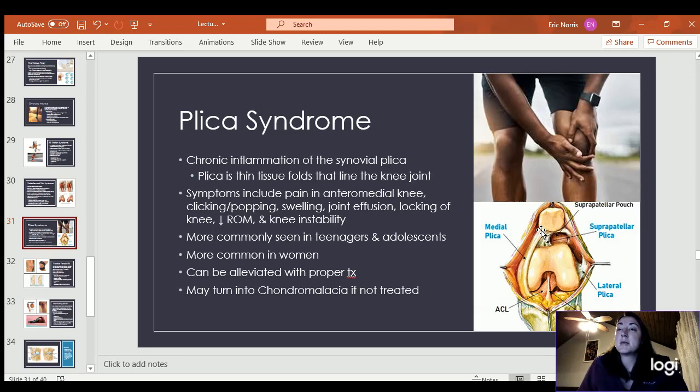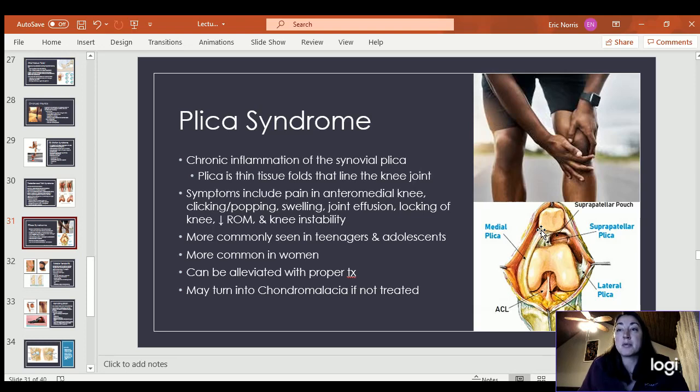You can even be diagnosed with plica syndrome at a very young age, and so there are some little guys that already have some issue with the plica when they're small.